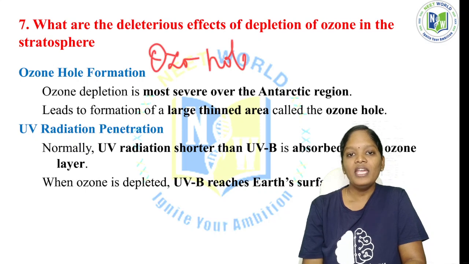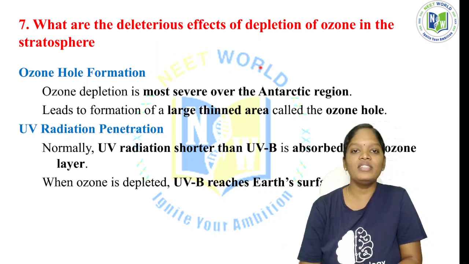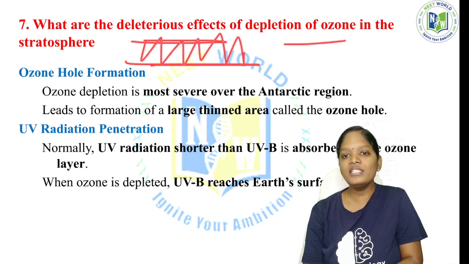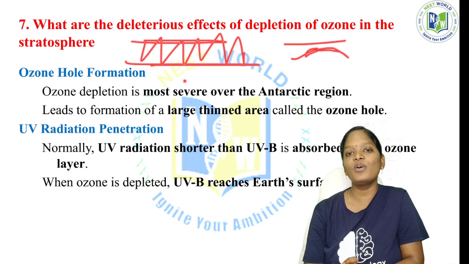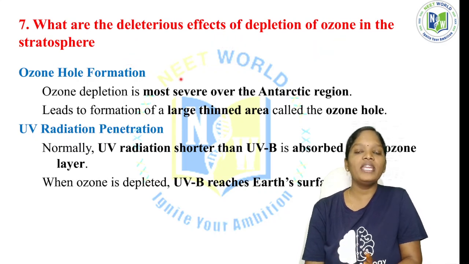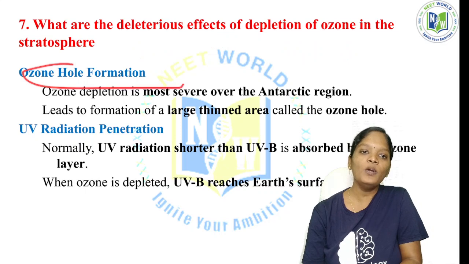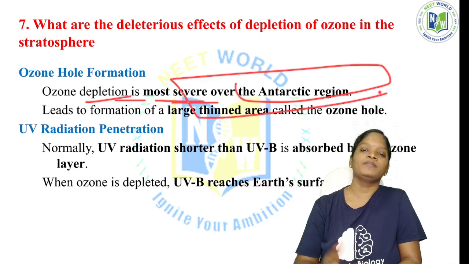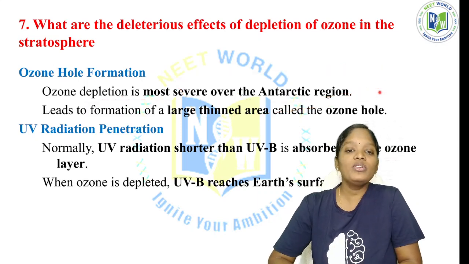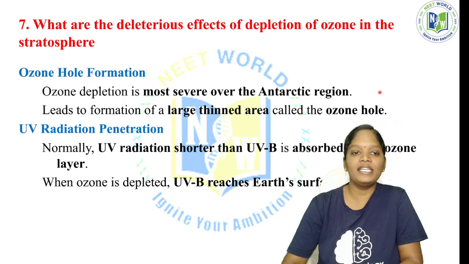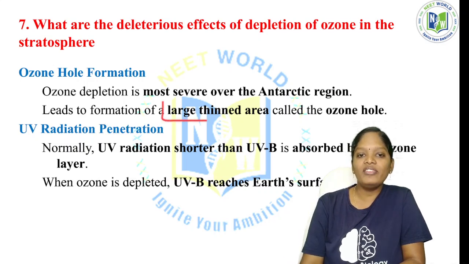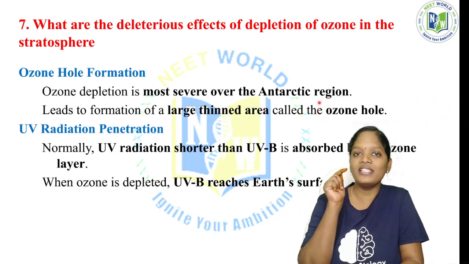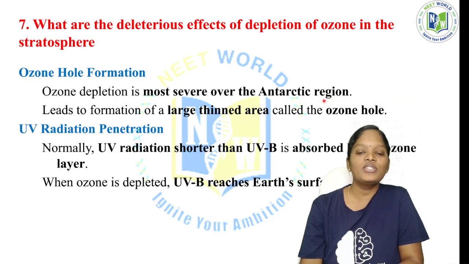There is no ozone hole as such. This is the ozone layer; just the concentration may decrease, it is not a hole. This is what I want to make sure. Now, ozone hole formation: ozone depletion is most severe in the Antarctic region. This leads to the formation of a large thinned area, and this thinned area is called an ozone hole. It is not exactly the hole that you are imagining. It is a thinned area.